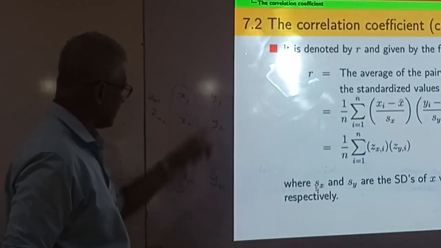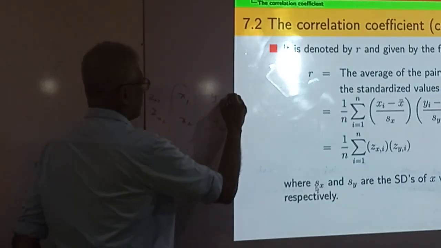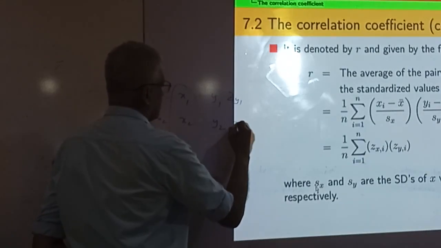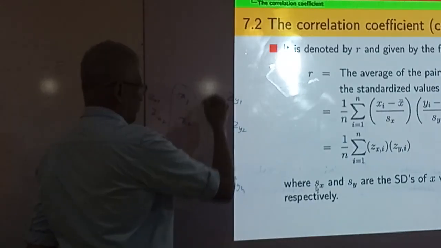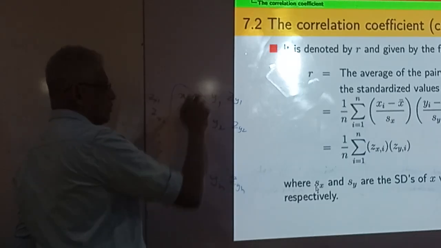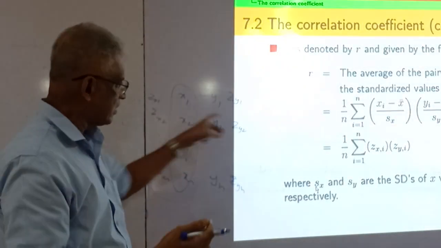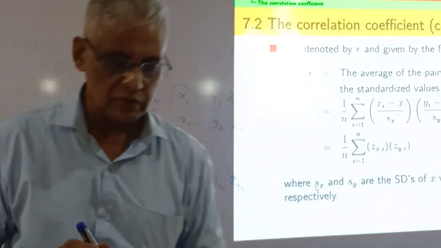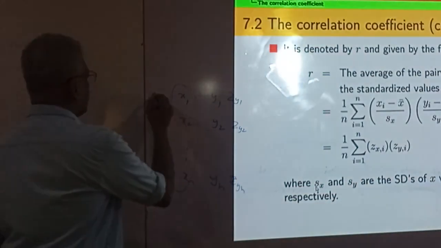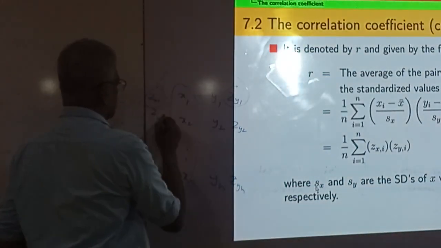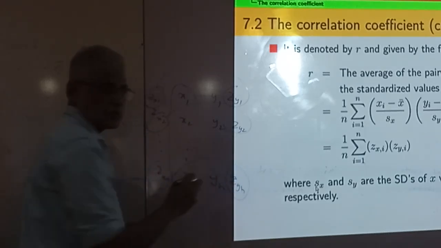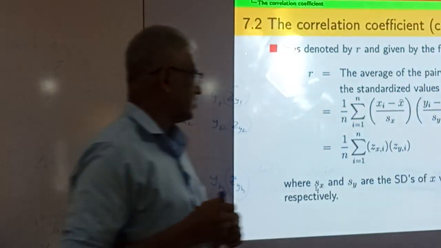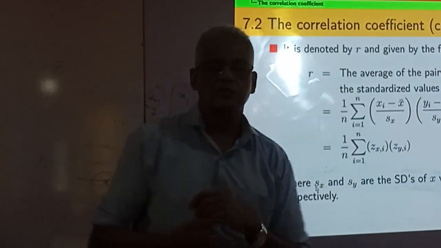And similarly standardize these values. Let me denote them by z y1, z y2 up to z yn. From each of these values subtract the mean of those and then divide by the standard deviation of those. And then take the product, this times this, plus this times this, plus this times this, and so on. Take the product. So that's what the R is.